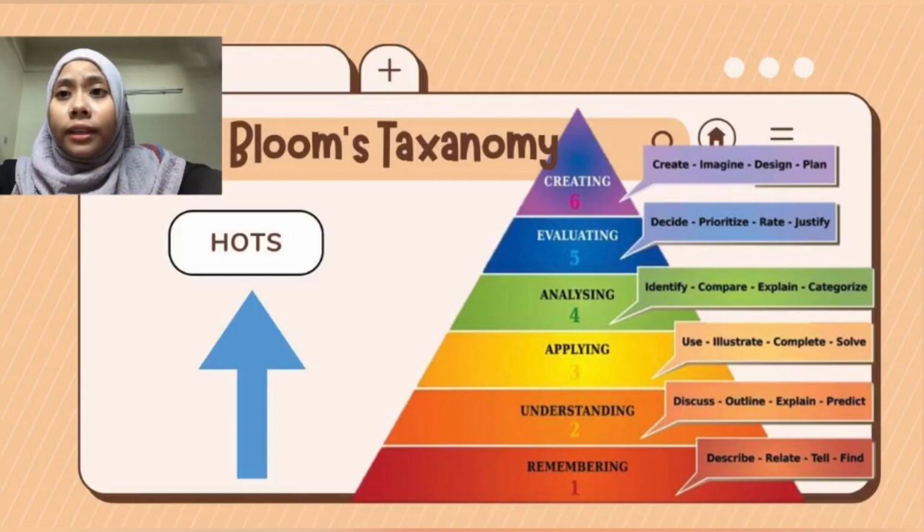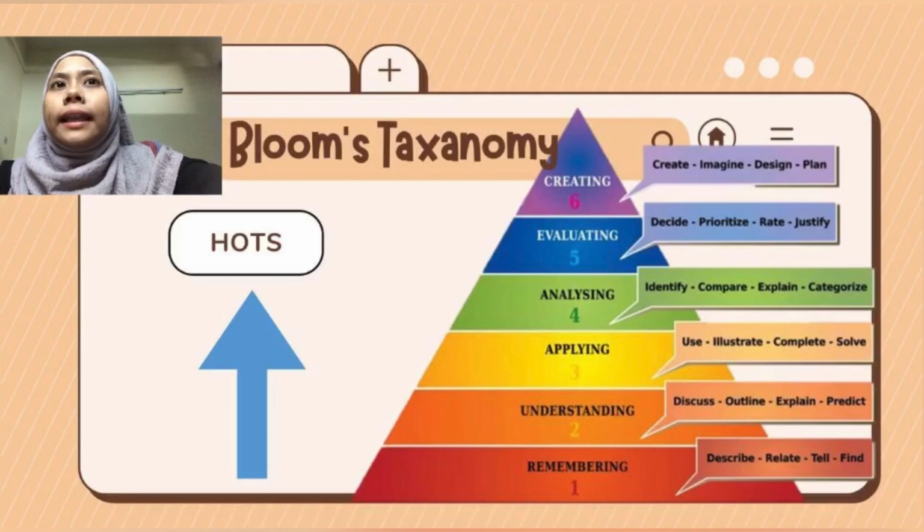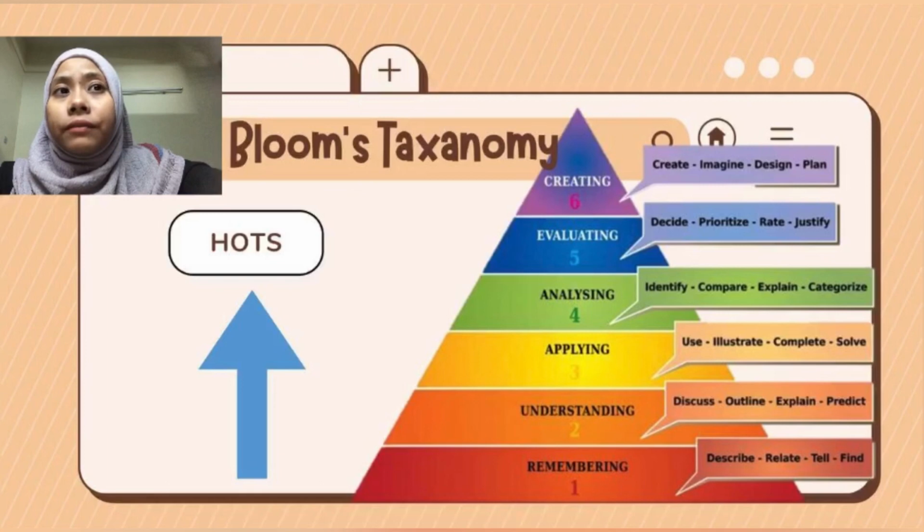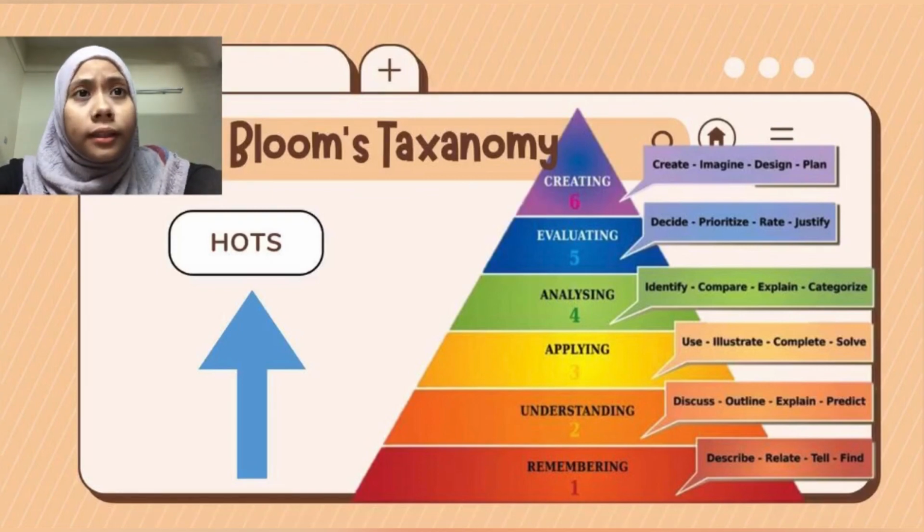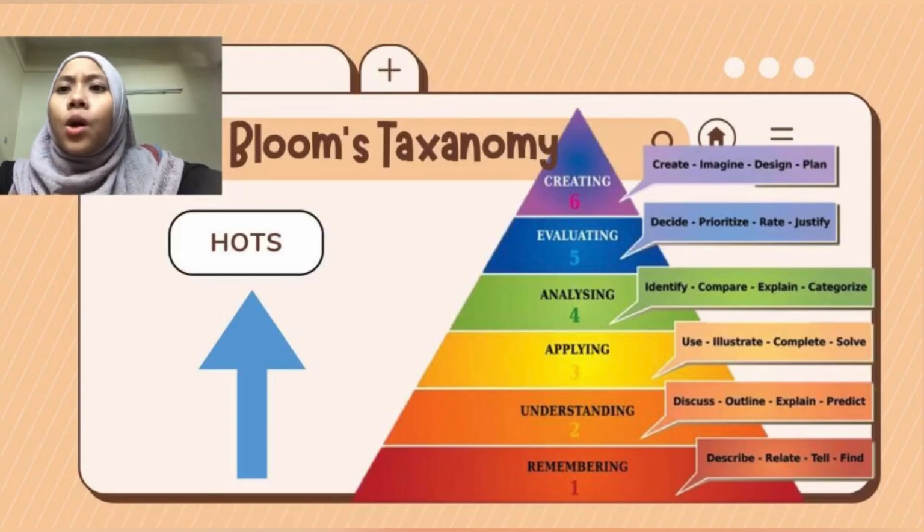Next, the fourth level is to analyze, which we use to identify, to compare, to explain, or to categorize. And the example activities at the analysis level is to identify the parts of democracy, explain how the steps of the scientific process work together, and to identify why a machine isn't working.